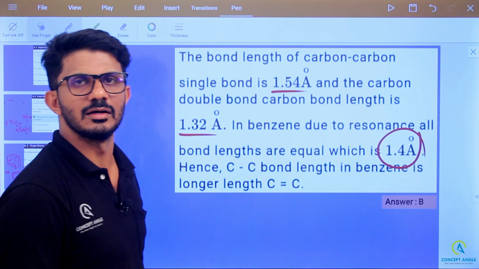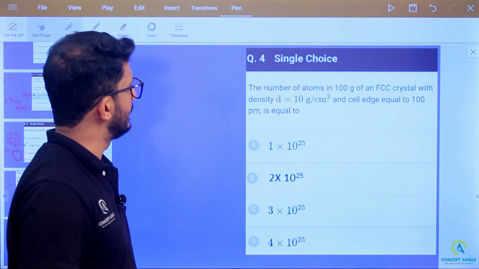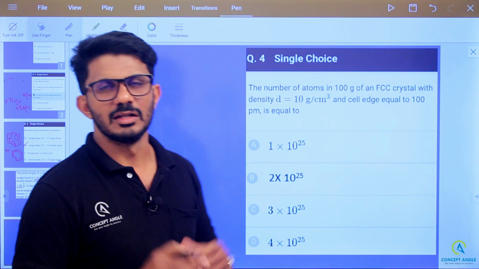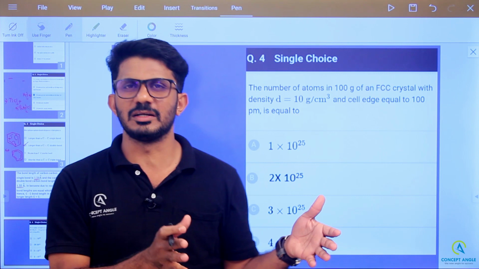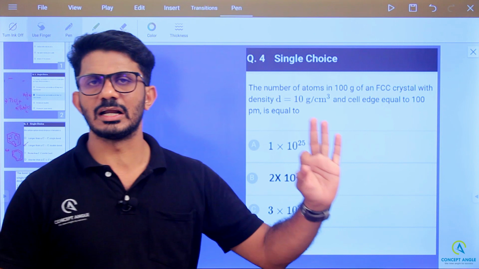The fourth one: the number of atoms in 100 gram of an FCC crystal with density d equal to 10 gram per centimeter cube and the cell edge equal to 100 picometer is equal to what? The number of atoms means, if you know the number of moles, multiplied with Avogadro number, you will get the number of particles, whether atoms, molecules, ions, anything. One mole of any substance in the universe has Avogadro number of particles, 6.022 into 10 raised to 23 particles.